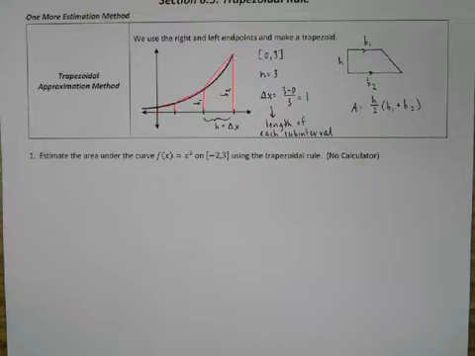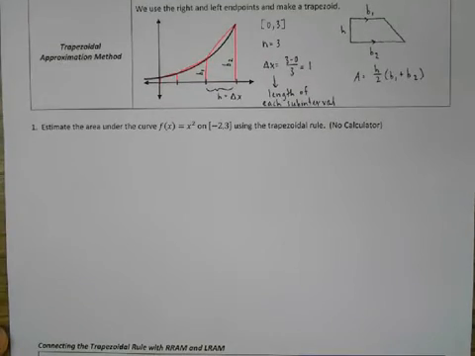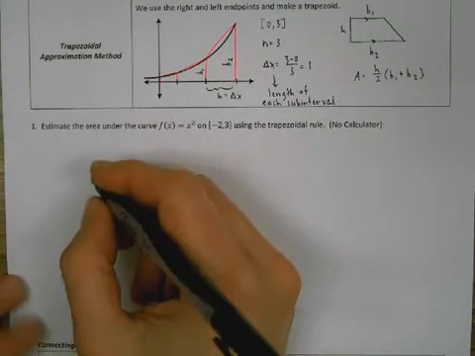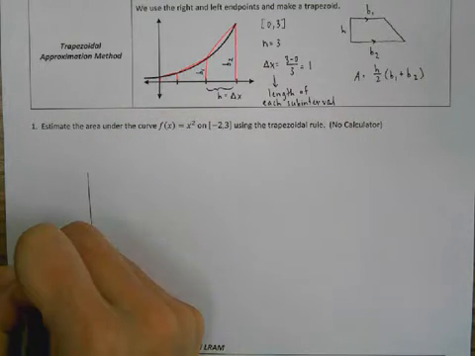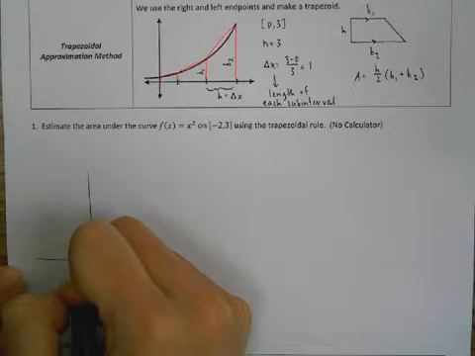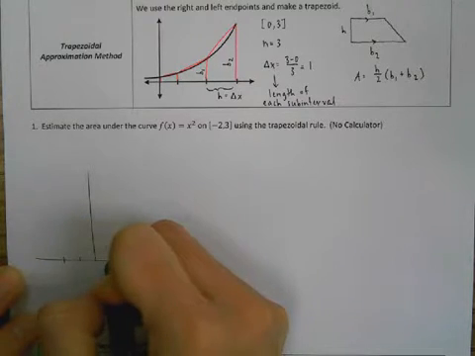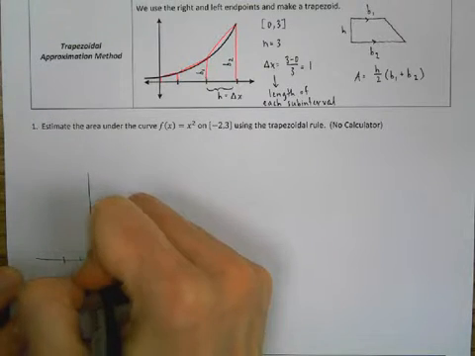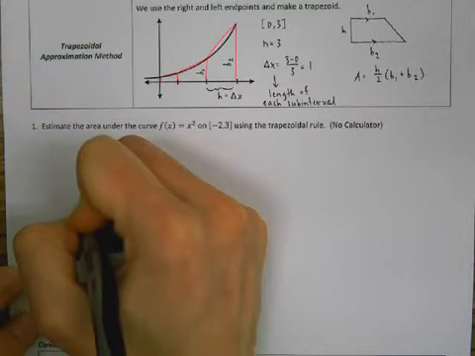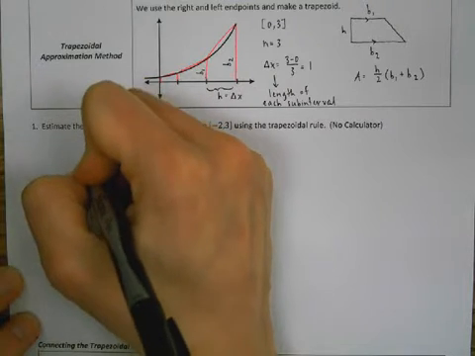We're going to estimate the area under the curve f of x equals x squared on the interval from -2 to 3, and we're going to use the trapezoidal rule. Now again, we won't draw this out each time, but I am going to draw it once just so we can make sure we know how to visualize this. So we're going from -2 to 3. And then I'll have to go up to 9. Let's make this a little taller.